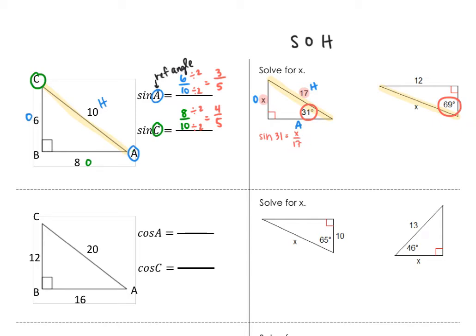Okay, the way we're going to solve these is just using cross multiplication. So I put this over 1, and then we're just going to cross multiply. Well, X times 1 is X, and then 17 times sine of 31. I do want you to write the number first before you write sine. Once you get here, then it's just a matter of putting this in your calculator. Once you have X by itself, this is the part that gets put in your calculator.